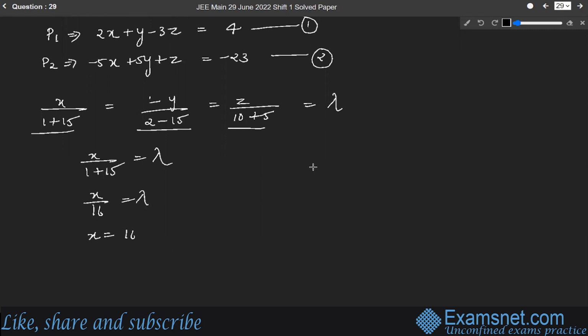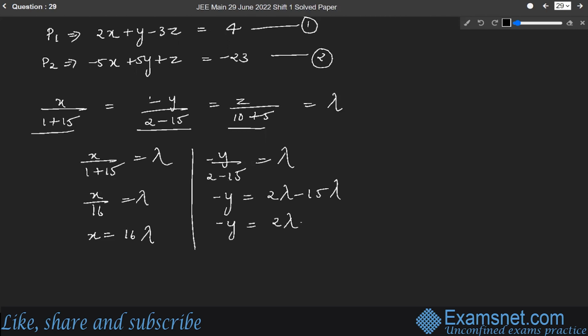X will be 16 into lambda, right? Similarly, minus y upon 2 minus 15 is equal to lambda. So minus y will be equal to 2 lambda minus 15 lambda. What is 2 lambda minus 15 lambda? It is minus 13 lambda. So y will be equal to 13 lambda.